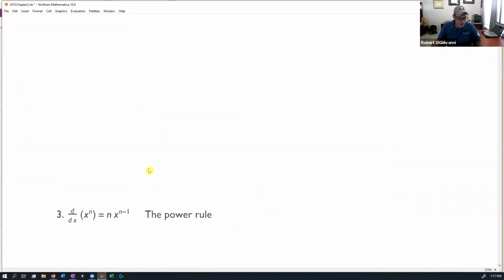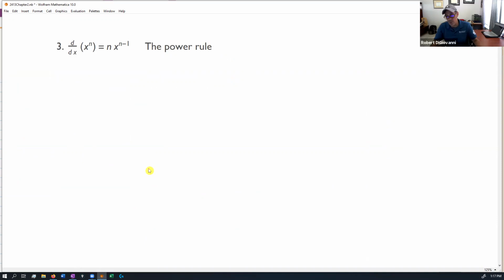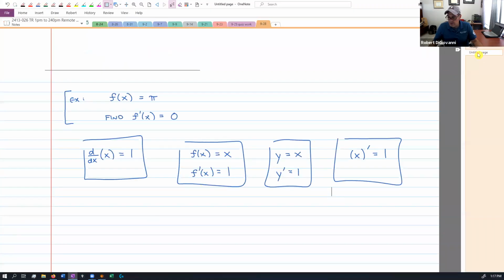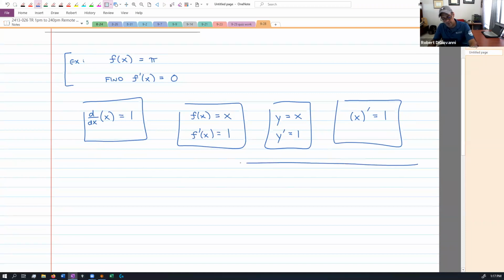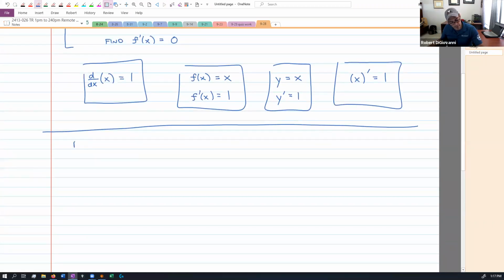Okay, here it is. The almighty power rule. This is a huge rule right here. I'll just write it on the next page. So this is the next one. This one is the power rule. You can call it the almighty power rule if you'd like. No one's going to get mad.